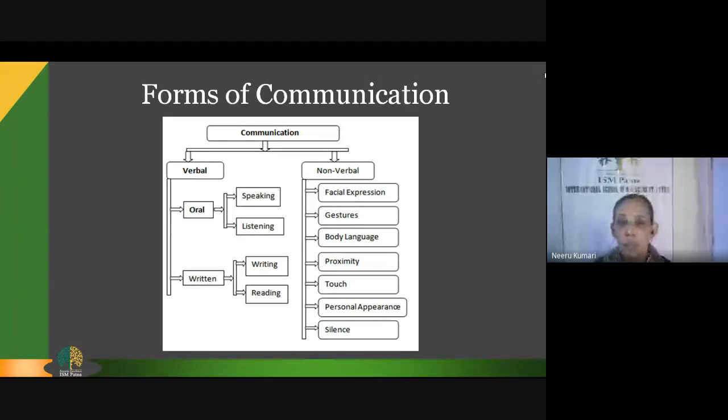Then touch. Many times we touch each other in order to communicate, in order to convey. Say, for example, you are listening to something very beautiful and you don't want to break your enjoyment or entertainment. So what are you going to do? You touch the person next to you and convey the information.